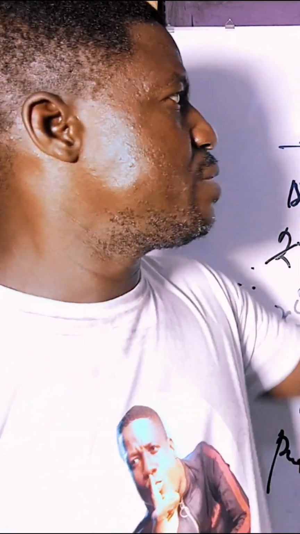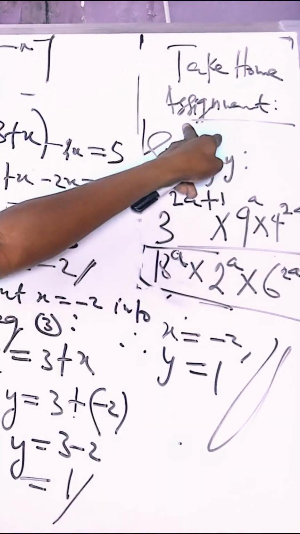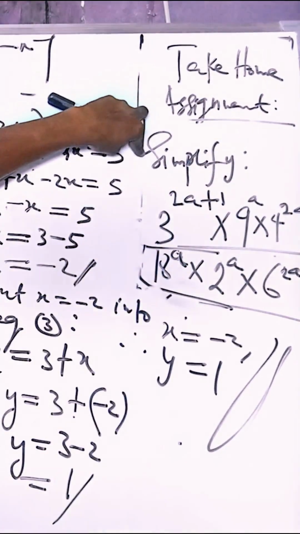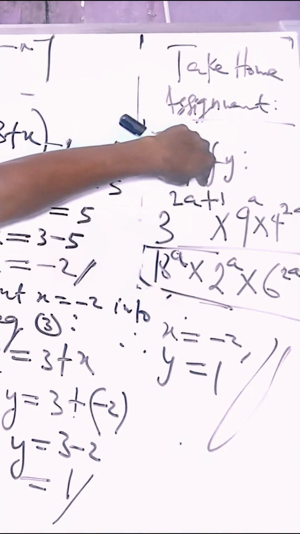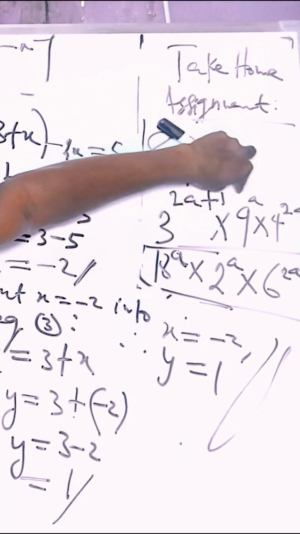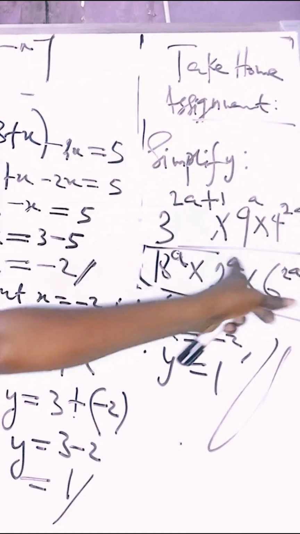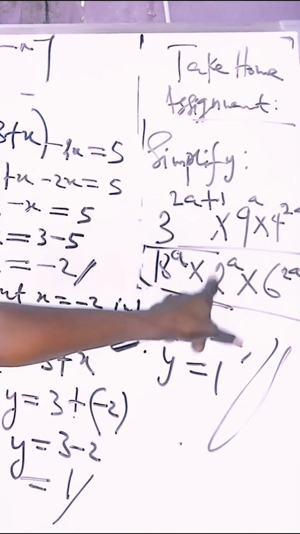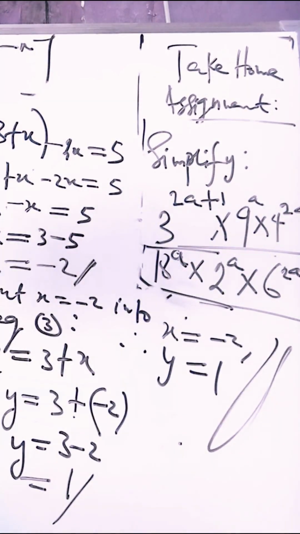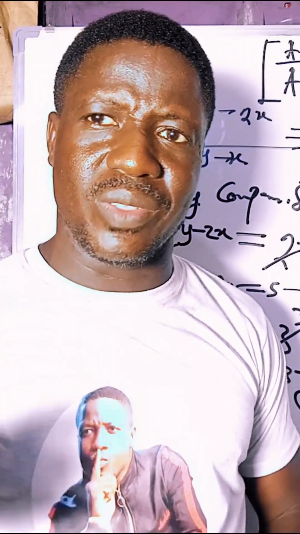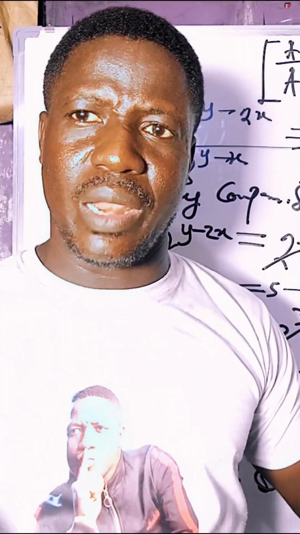Before we draw the curtain, as usual, I'm leaving behind your own take-home assignment. Again, you are asked to simplify: 3 raised by 2a plus 1, times 9 raised by a, times 4 raised by 2a, divided by 18 raised by a, times 2 raised by a, times 6 raised by 2a. Please solve and send the correct answer to the comment section.